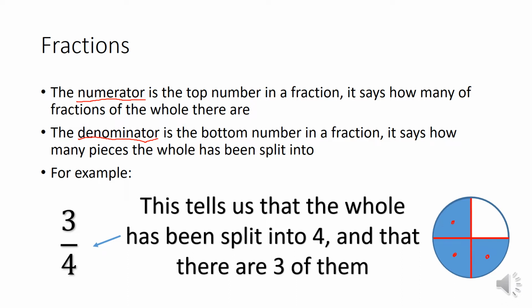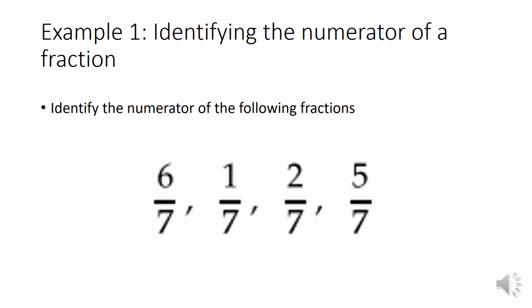So we're going to go through an example. This is example 1. We're identifying the numerator. Thinking back to what we did before, is that the top or the bottom of the fraction? The numerator is the top of the fraction. So I'll write that in. For this one, fairly straightforward. When we know what we're looking for, it's the top number. So with this first one, the numerator would be 6.